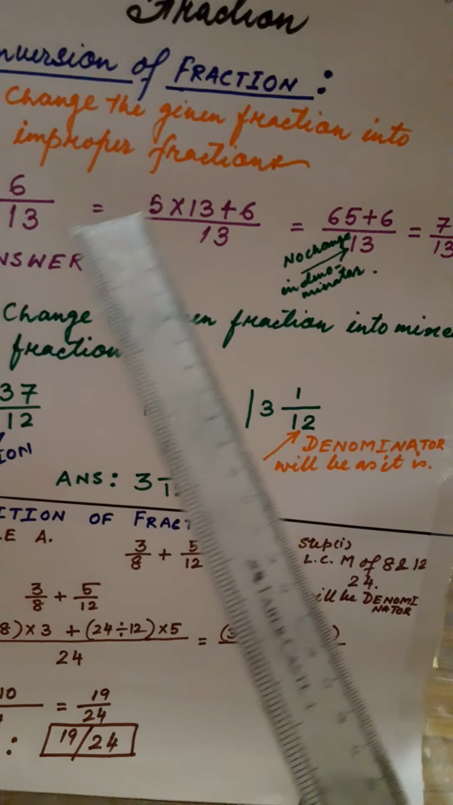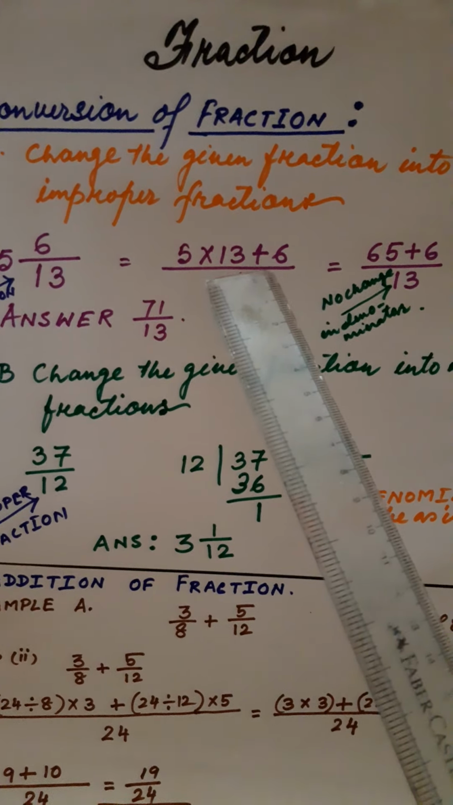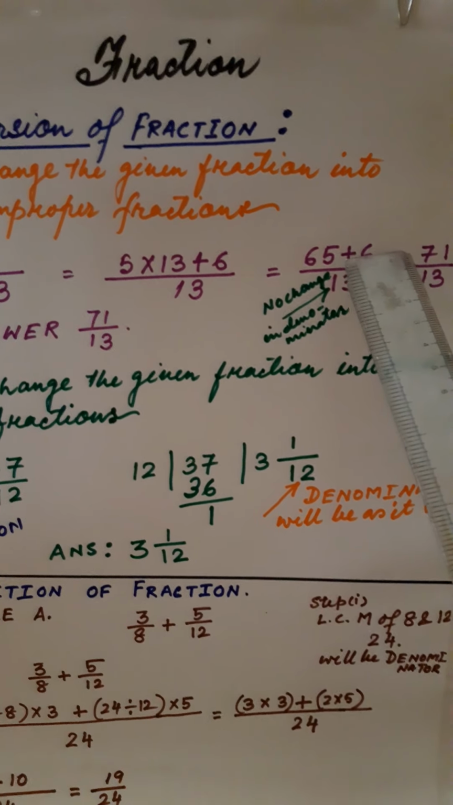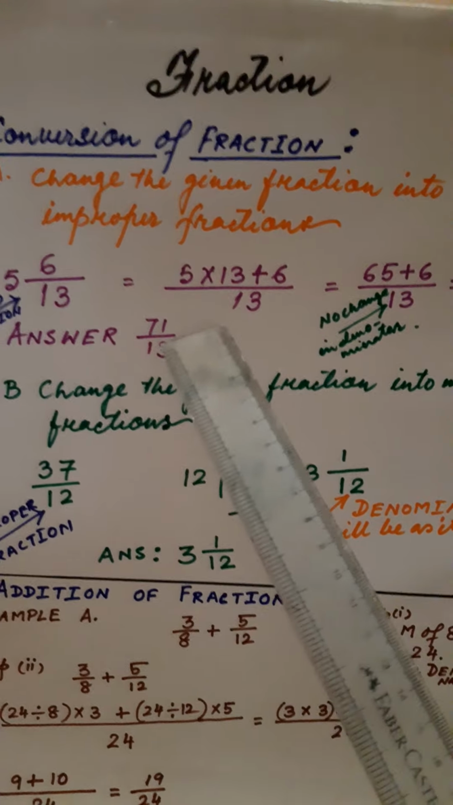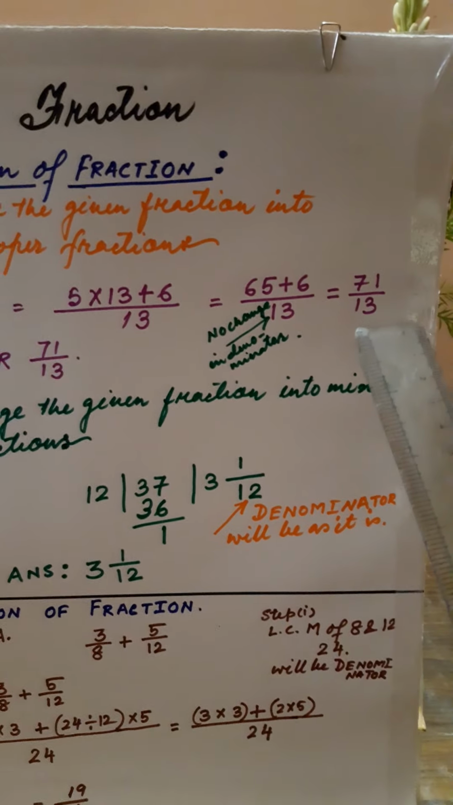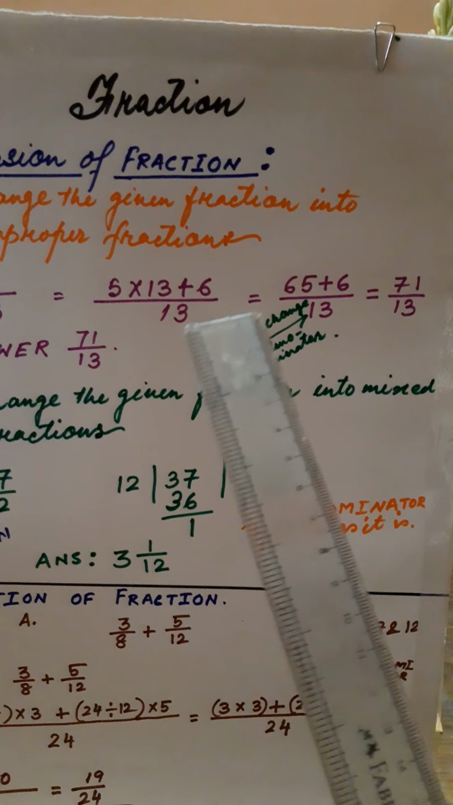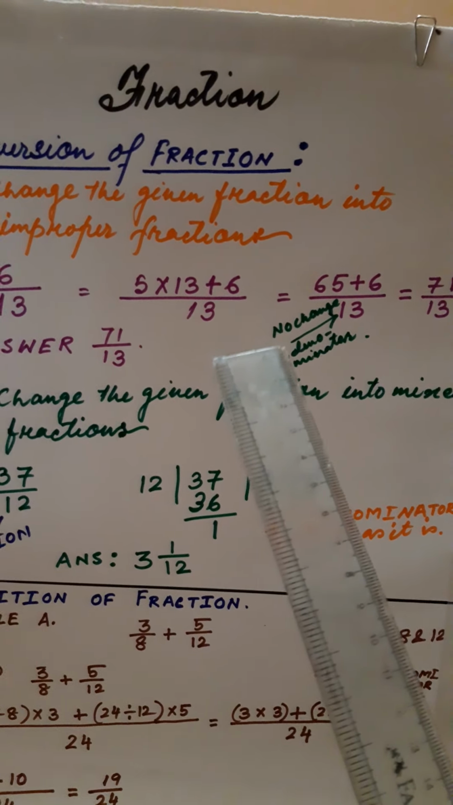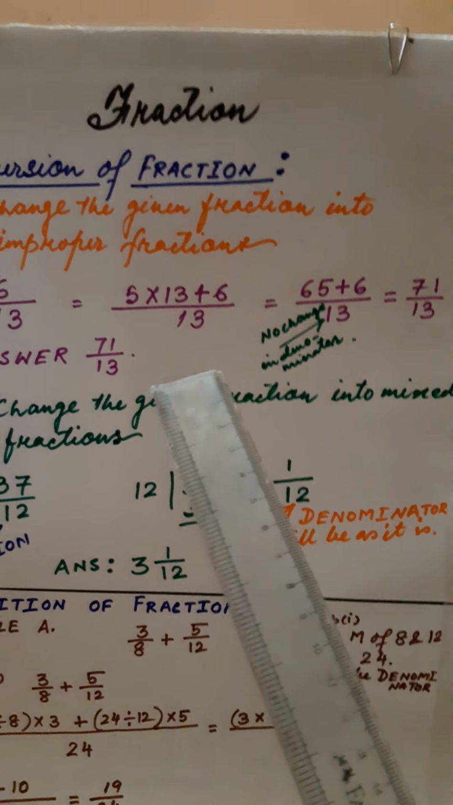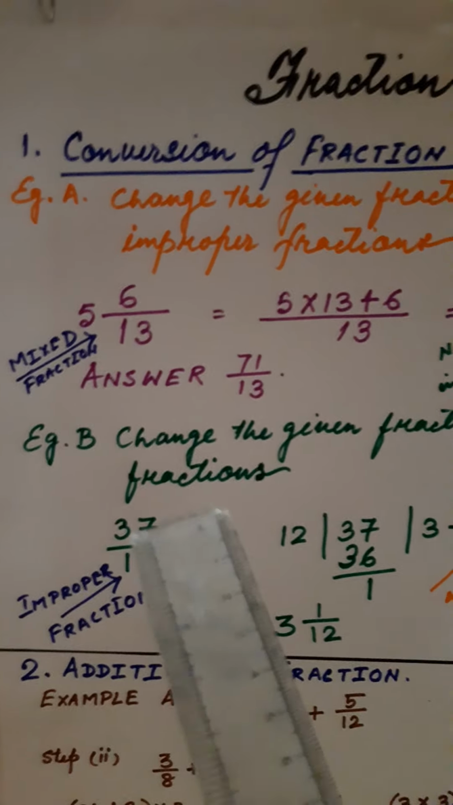What to do? Whole number should be multiplied by the denominator. Then you have to add the numerator to get the new numerator of the fraction you are forming. Okay, so 5 into 13, 65, plus 6 is equal to 71, and no change in denominator. Never forget to write the denominator, and in conversion there is no change in denominator. So 71 by 13, the answer is 71 by 13.